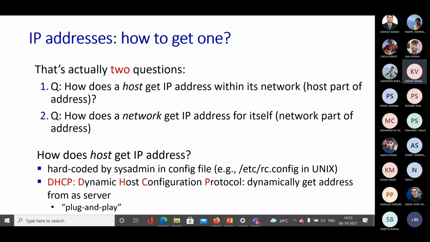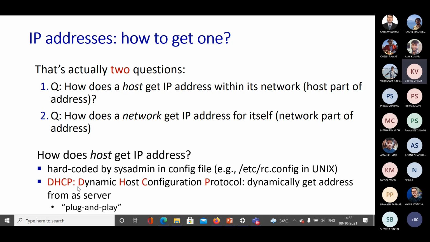Also, if you have millions and millions of devices and you hard code an IP address for everybody, the options that you have are just a 32-bit address. So 2 power 32 is the only number of different options that you will get. Given the population of the world and the number of electronic devices being used, that will essentially be finished if you hard code each and every device with an IP address.